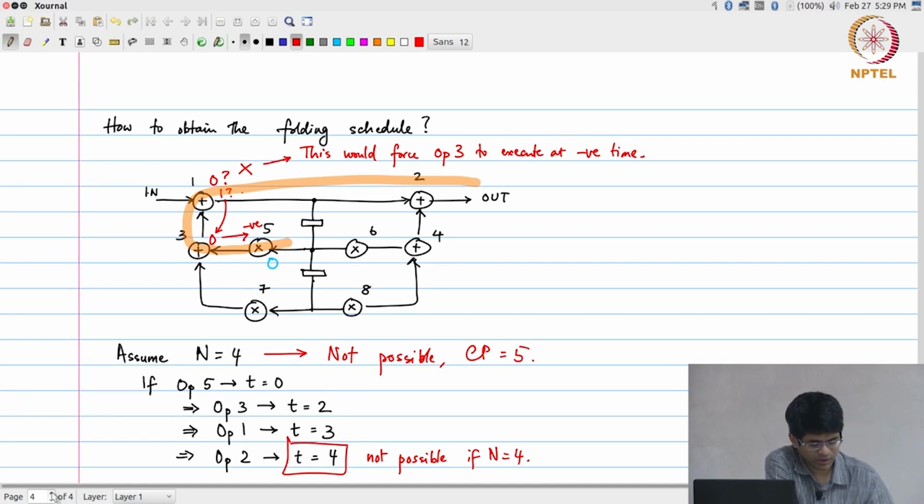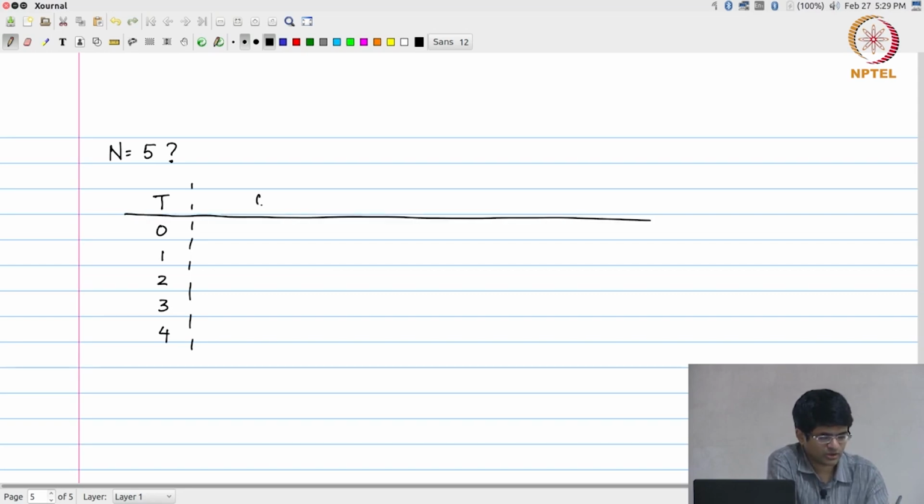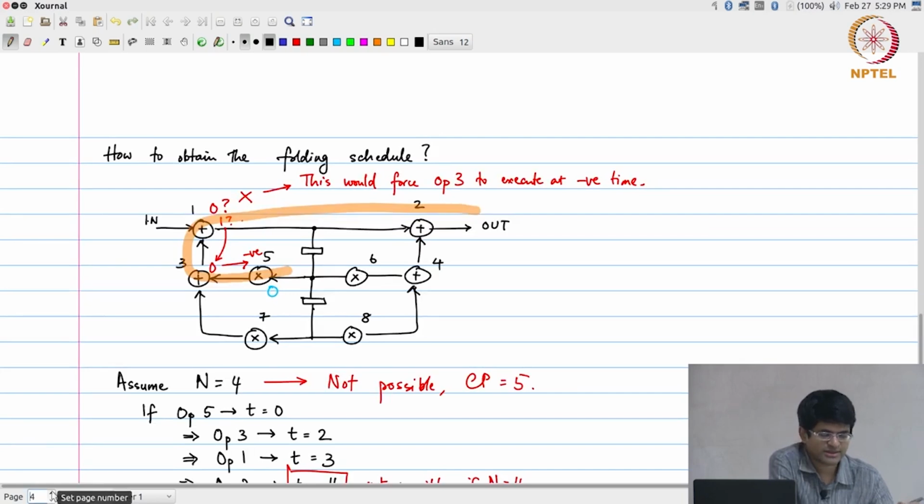So what do we do? Let's assume n equal to 5. What does this correspond to? I am just going to put down a time chart over here, where I put t is equal to 0, 1, 2, 3 and 4, and put down the operations over here. Let's go back and look at this.